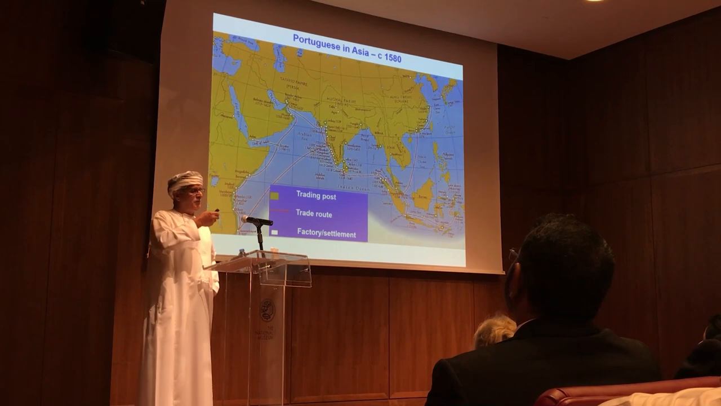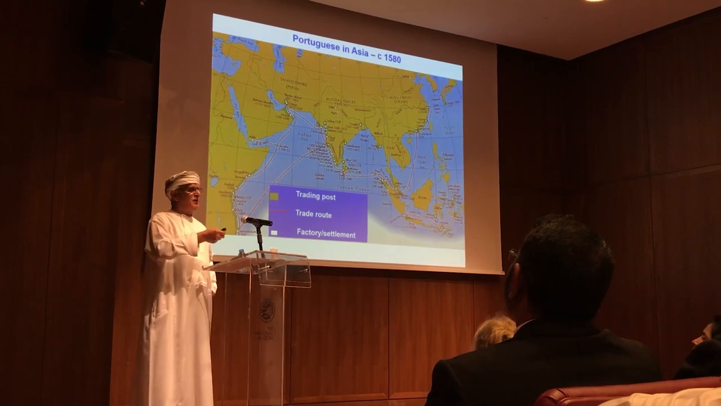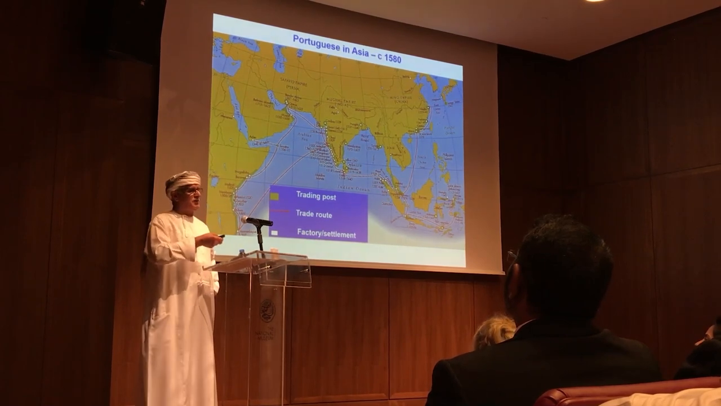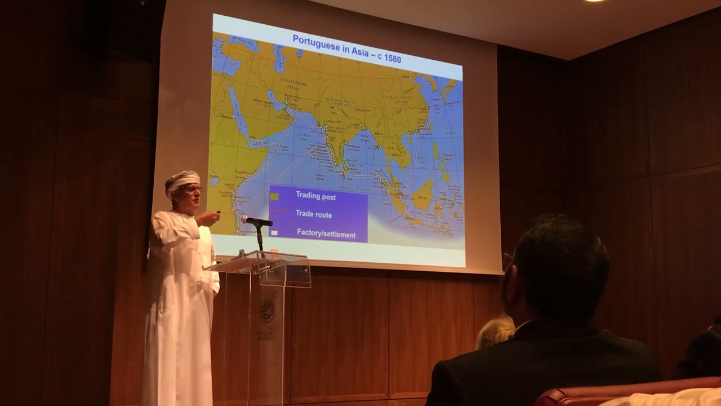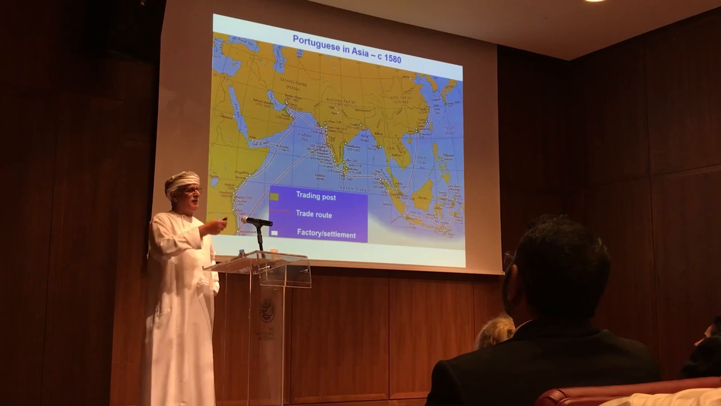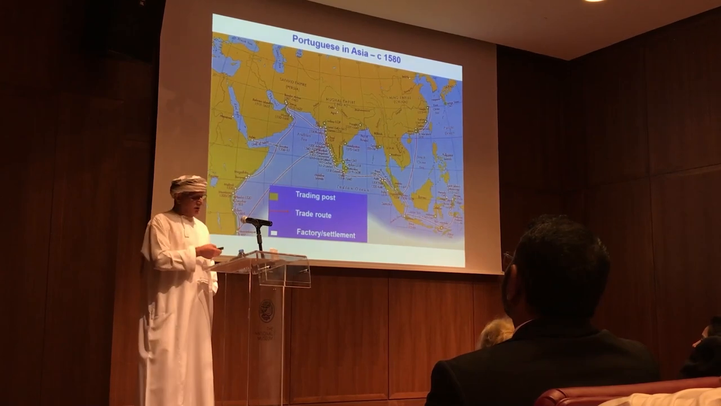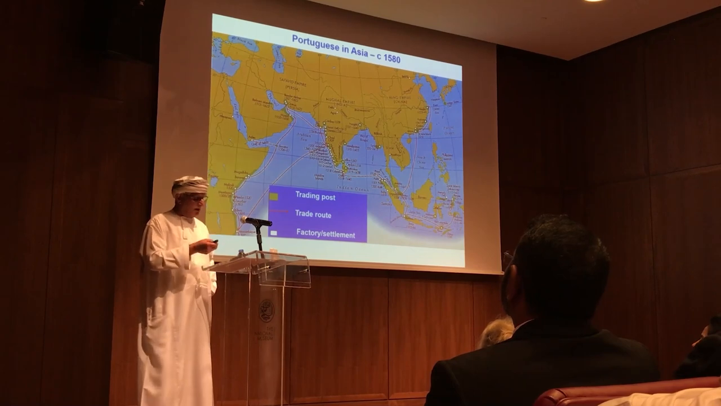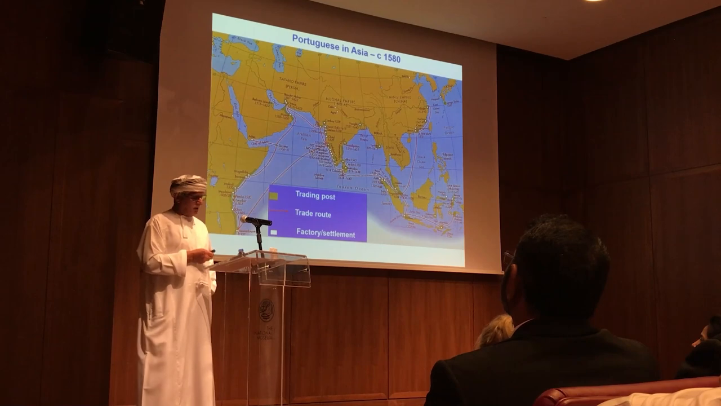Oman before the Al-Busaidis was occupied by the Shah and the Persians. And with the help of the trading communities, both Banyan and others, he was able to get rid of the Persians from Muscat, from Barka actually, and he assumed the rulership after the Arabs.